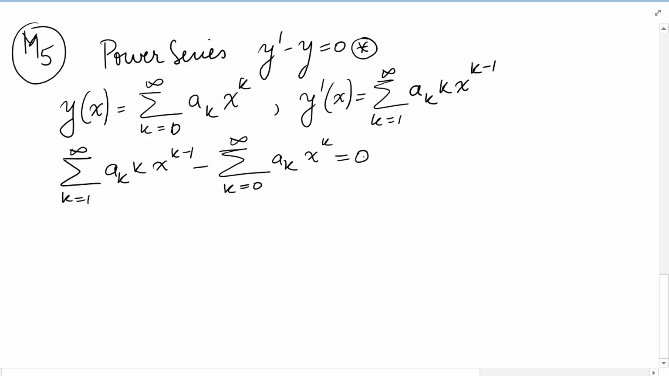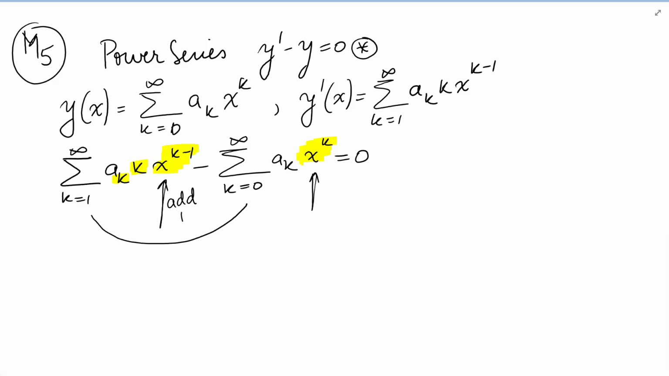The goal is to get from these two sums only one sum equal to 0, and a power series equals 0 when each coefficient equals 0. So in order to do that, first we need to have x to the generic power x to the k. The second one already has x to the k, but the first one doesn't. So we have to add 1 everywhere we have k except here.